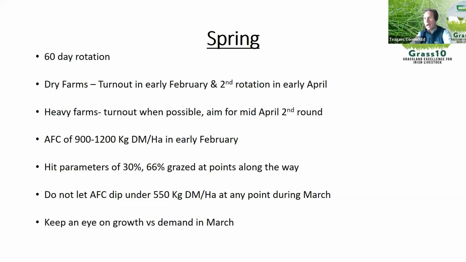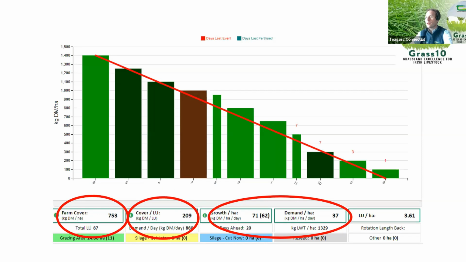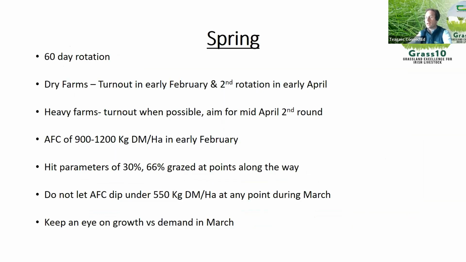And I suppose, what are the key targets we want to look for? So we go back to our wedge again. At this time of the year, we'll be advocating, and maybe people who are reading the Grass10 newsletter yesterday, we had Derek Helene on there from County Galway, who had just completed a spring budget. He would target to have somewhere between 900 and 1200 in early February. So this is where we would want people to be in terms of an average farm cover.